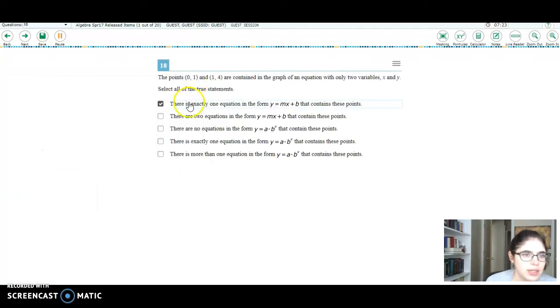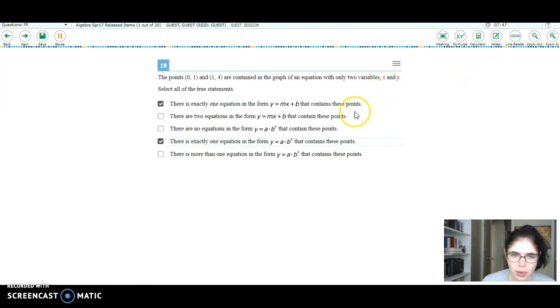So I know that there is exactly one equation in linear form that contains those points, and there is exactly one equation in this form that contains those points. Those are the 2 correct answers. You have to select both of them. All of the rest contradict, because they either say there are 2, or more than 1, or no equations that match those, and we found the 2 equations.